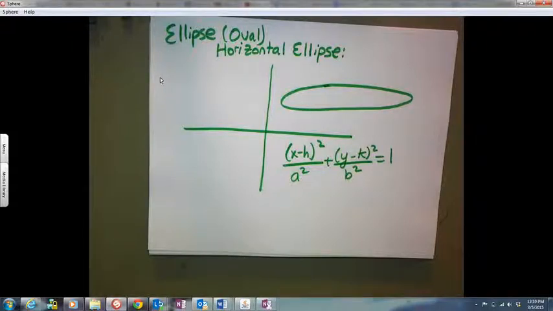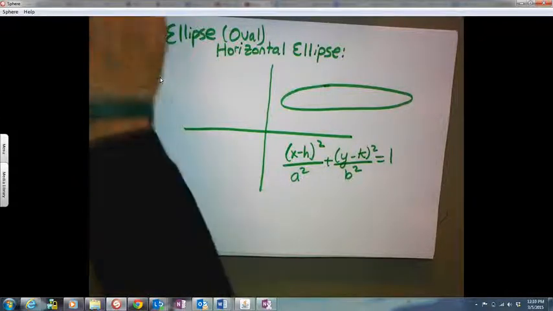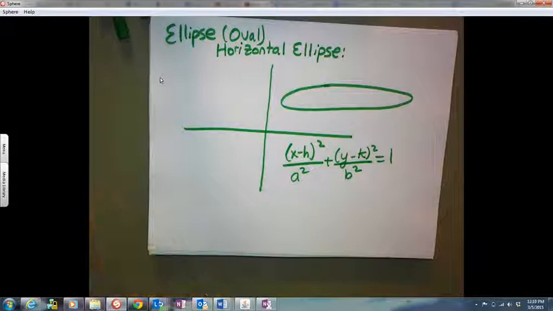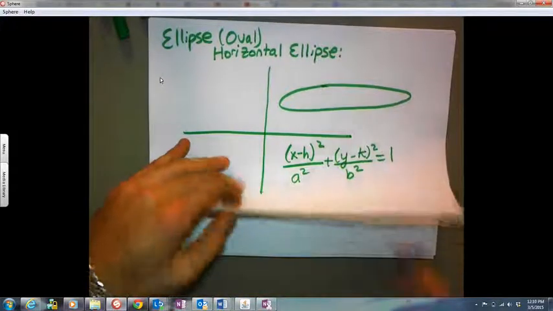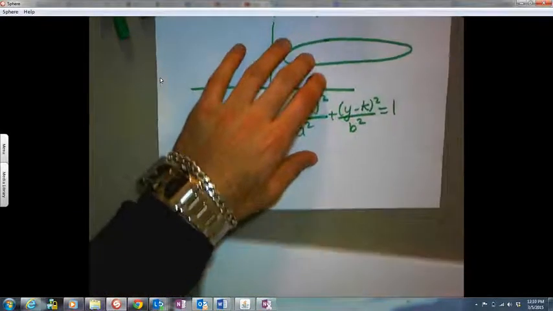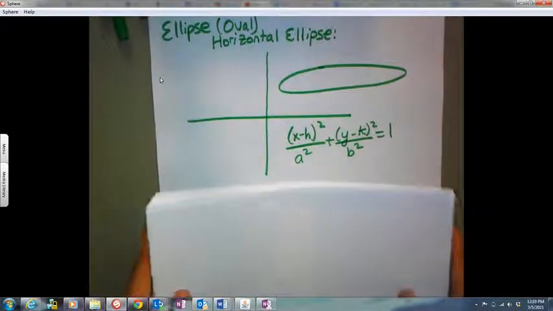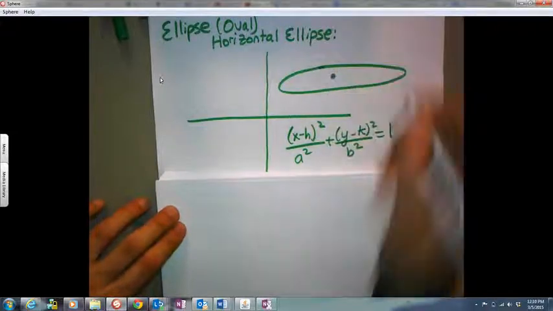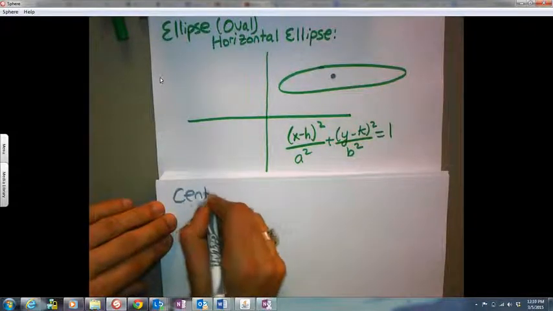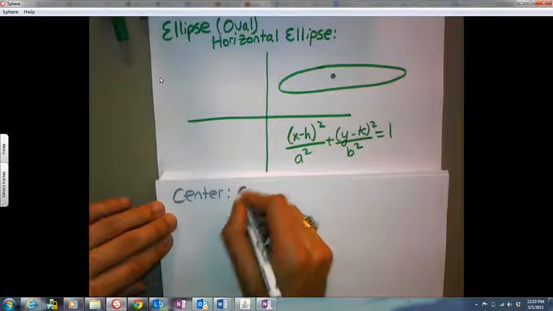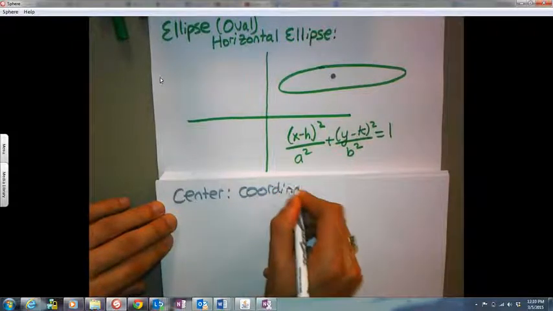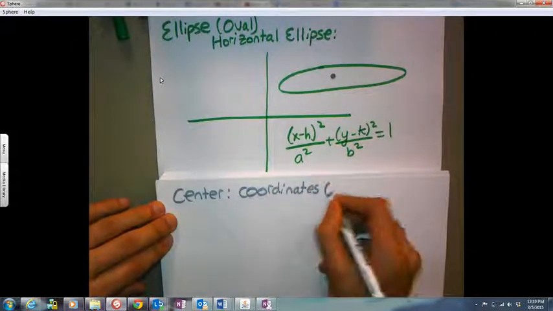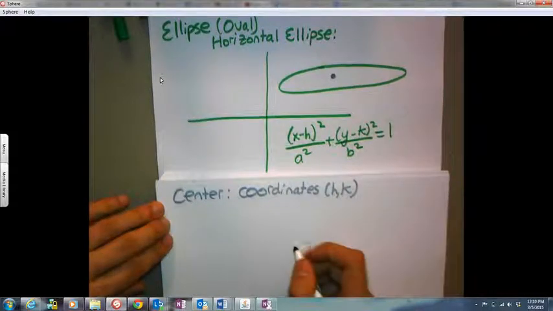So we'll go through some characteristics of an ellipse now. What I'll do is draw in the characteristic here and then provide a glossary definition on this sheet. The first one is center. Every ellipse has a center, and the coordinates, just like a circle, are h comma k. Exactly like a circle.